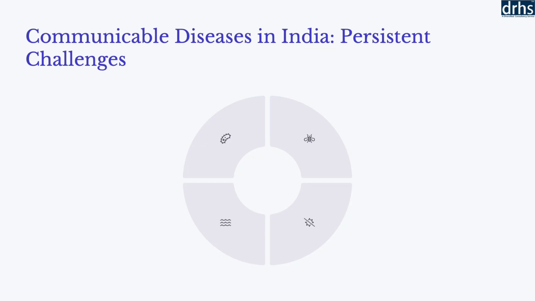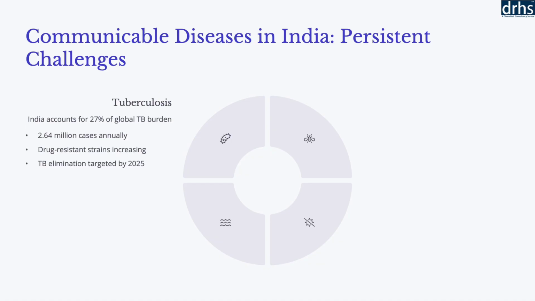Communicable diseases in India. Persistent challenges. Despite significant progress, communicable diseases remain a formidable public health challenge in India, threatening lives and impeding socio-economic development. The country continues to bear a disproportionate burden of several major infectious diseases. India accounts for a staggering 27% of the global tuberculosis (TB) burden, with an estimated 2.64 million new cases annually. The emergence of drug-resistant strains complicates elimination efforts, despite the ambitious target to end TB by 2025.